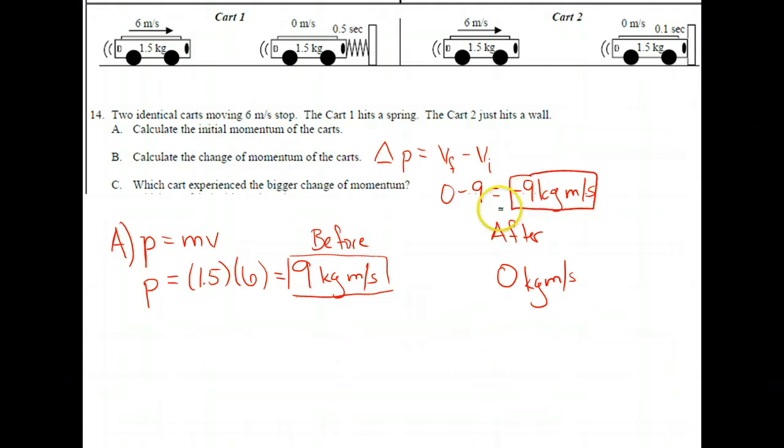Okay. Now, which cart experienced the bigger change in momentum? Well, they both experienced the same change in momentum since they were going the same initial velocity and then the same final velocity. They both have the same initial momentum and the same final momentum. So they have the same change in momentum. So on this one, we would say both carts have the same momentum. Takes us to letter D.